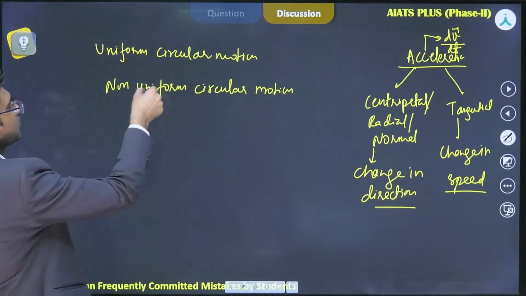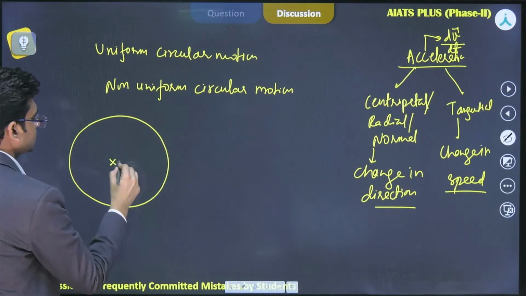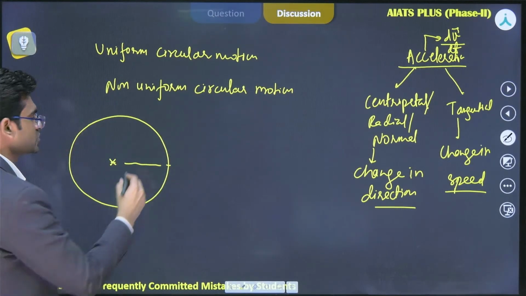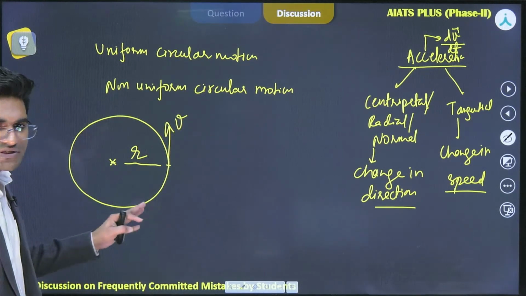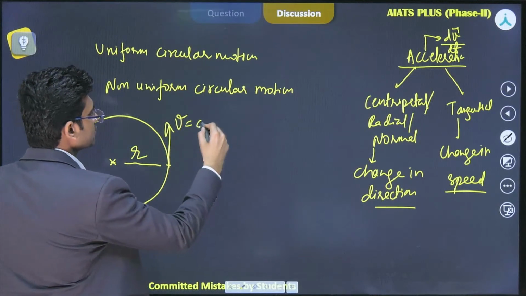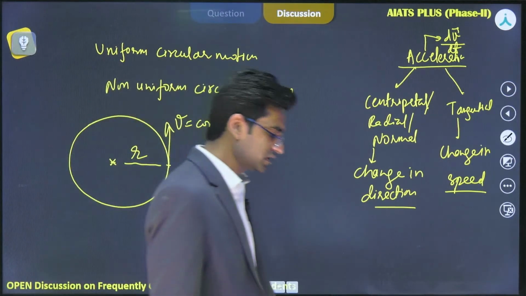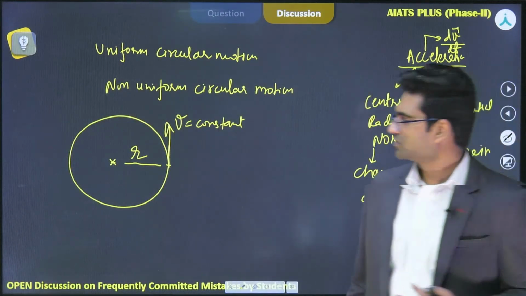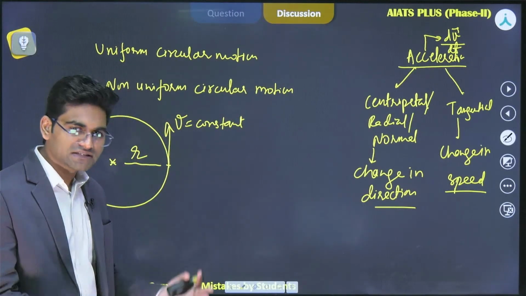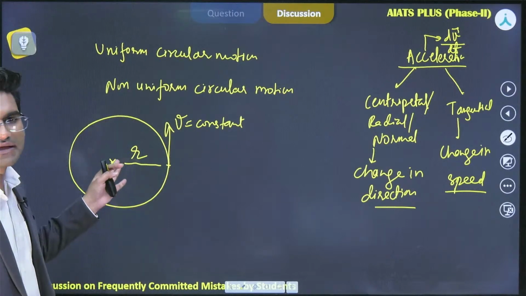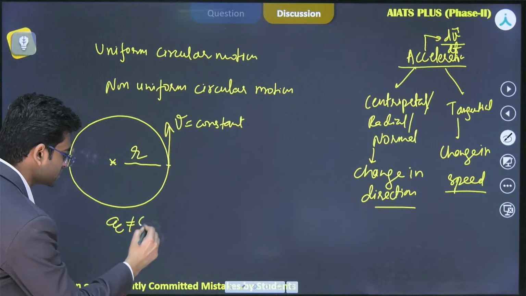Now, uniform and non-uniform circular motion. What happens in uniform circular motion? This is radius r, this is speed v. In uniform circular motion, speed remains constant. Now, if the speed is remaining constant, what kind of acceleration would be there? Will there be centripetal acceleration? Obviously, there will be centripetal acceleration because the direction is changing continuously, right? So I can say AC is non-zero, obviously.